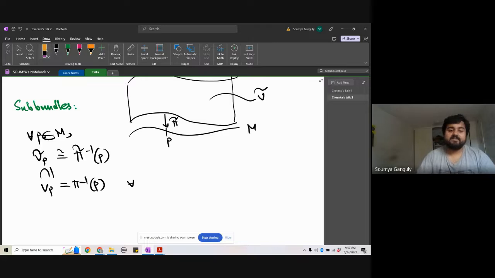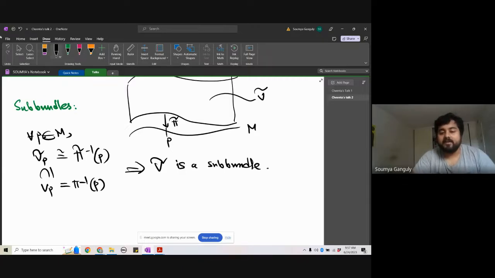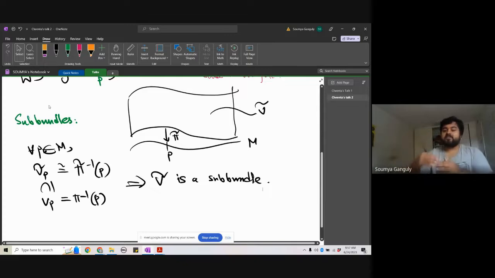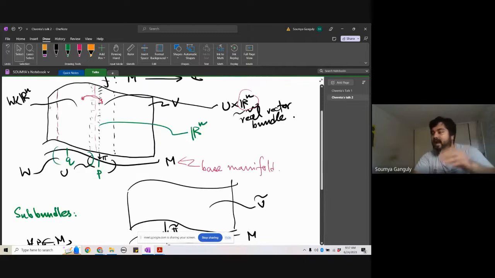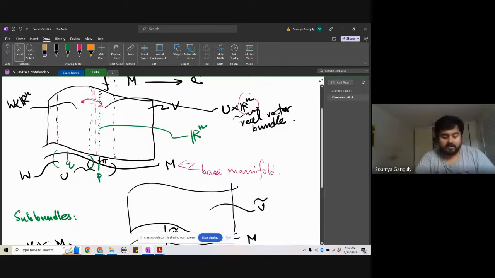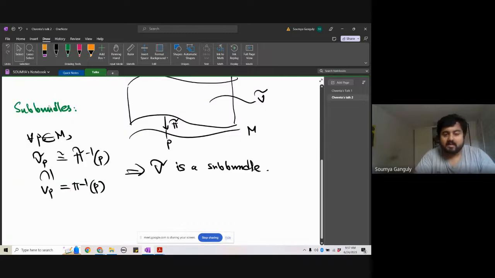In that case, V tilde is a subbundle, which is basically telling you that for every point P on M, the vector space above it for the manifold V tilde is a subspace of the previous vector space we had for the manifold V. Now, this is nothing but a subbundle.